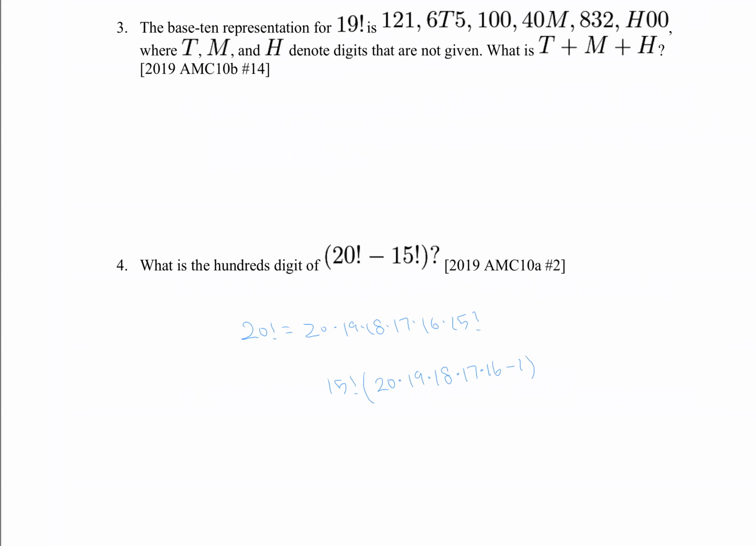Okay, so wait, let's see. We know that 15 factorial ends in 3 zeros, so it's like 1,000 times something. Since it ends in 3 zeros, we can write it as 1,000x times (20 times 19 times 18 times 17 times 16 minus 1). And then this already ends in 3 zeros, so we know that the hundredths digit is 0. I hope that answers your question. Does that answer your question?